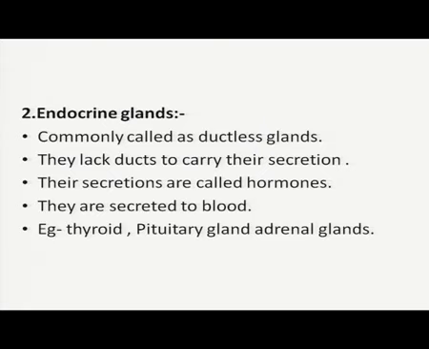And you know, all the hormones are proteinaceous molecules. They are secreted to the blood. Since they do not have any duct, how are they transported to different parts of the body to the target sites? So, it is carried by the blood stream to the different site of action. For example, the thyroid, pituitary gland, adrenal gland, thymus gland. All these are examples of endocrine glands or ductless glands.